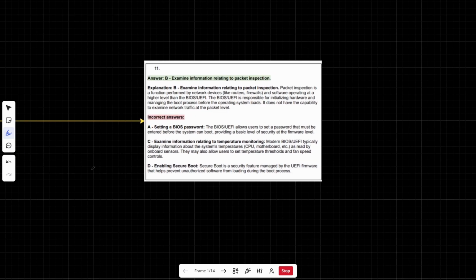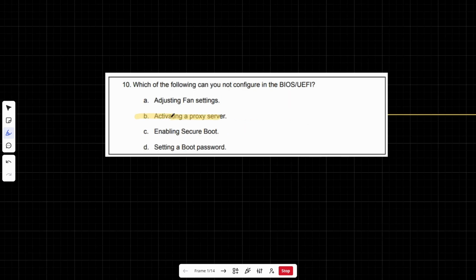The answer is activating a proxy server, guys, for that one. And the reason is that, yes, you can adjust fan settings. Yes, you can enable secure boot. Yes, you can set a boot password. We talked about all that today.